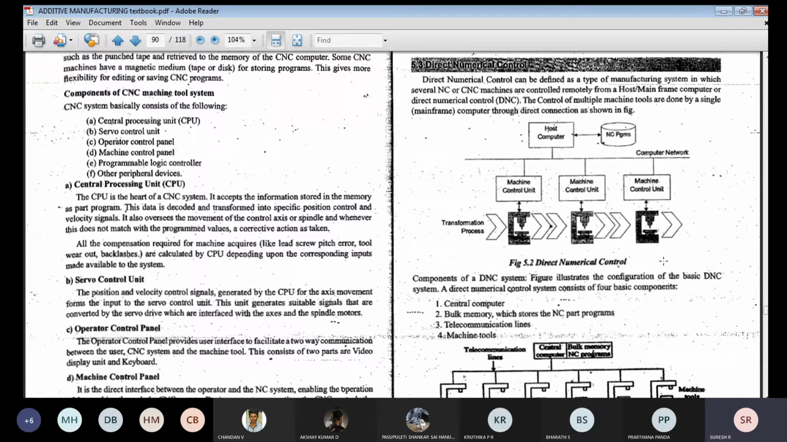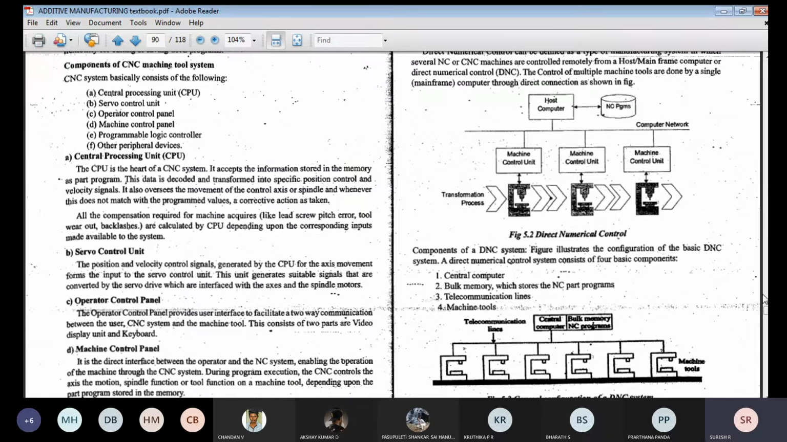These are some of the differences between the CNC and the DNC machine. Now let us see what exactly the direct numerical control is. What are the main important things in the direct numerical control? Some of the important components of the DNC system: the figure illustrates the configuration of the basic DNC system. A direct numerical control system mainly consists of four important components.